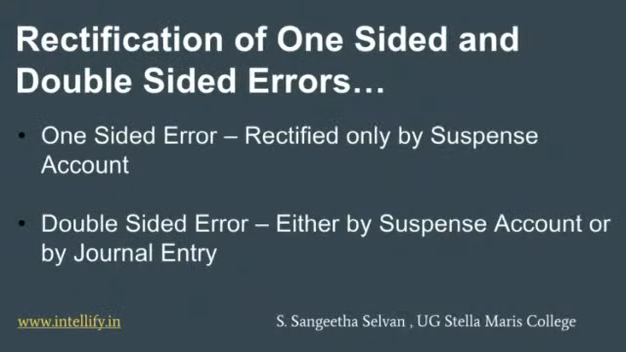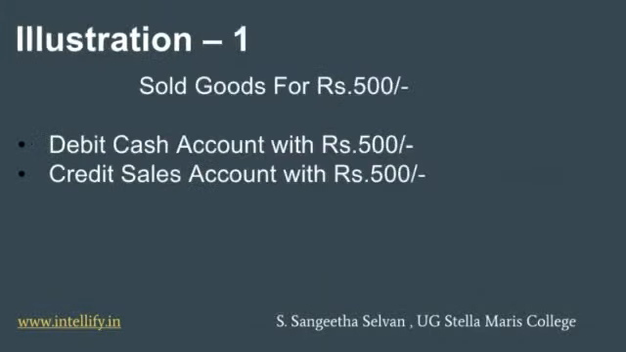So how do we rectify these two types of errors? One-sided errors can only be rectified by a suspense account, whereas double-sided errors can either be rectified by a suspense account or by a simple journal entry itself. It is important to note that even if we rectify it with the suspense account, we pass only journal entries. The journal entries will have a suspense account when we rectify it using a suspense account. On the other hand, if we do not use a suspense account, the journal entry will not have the suspense account.